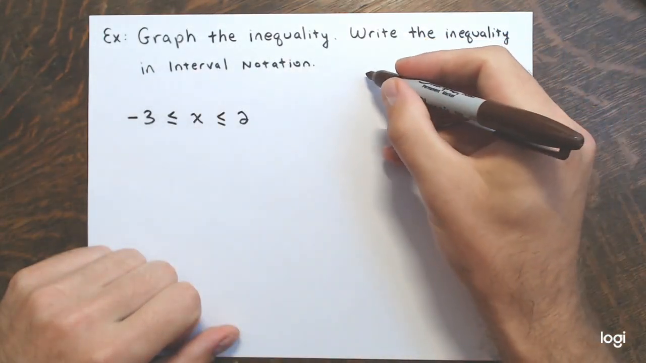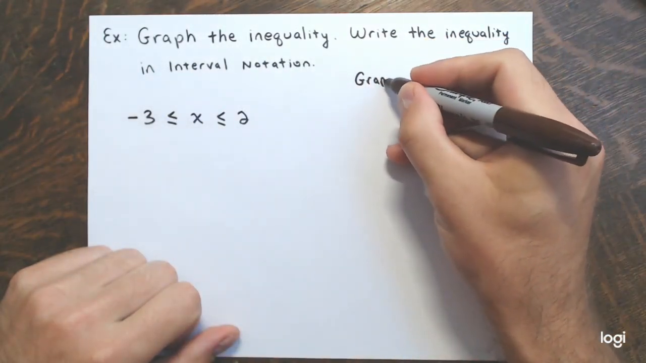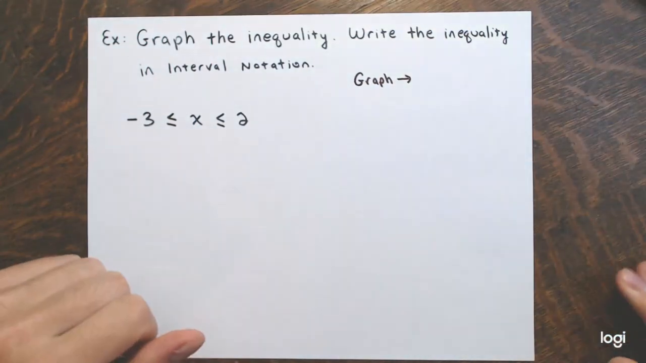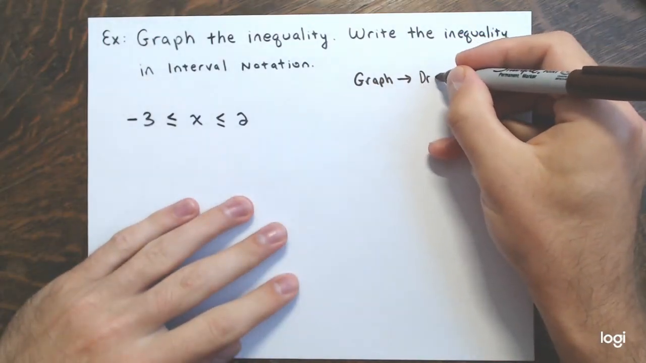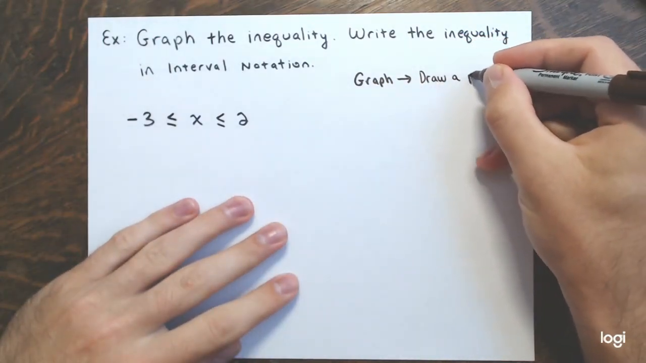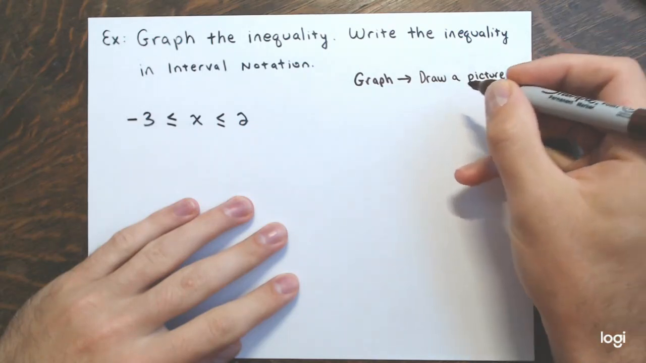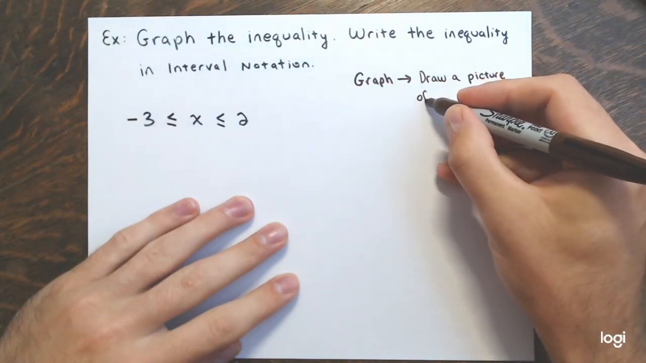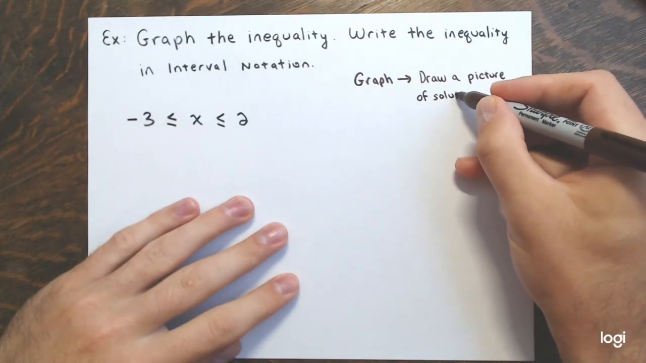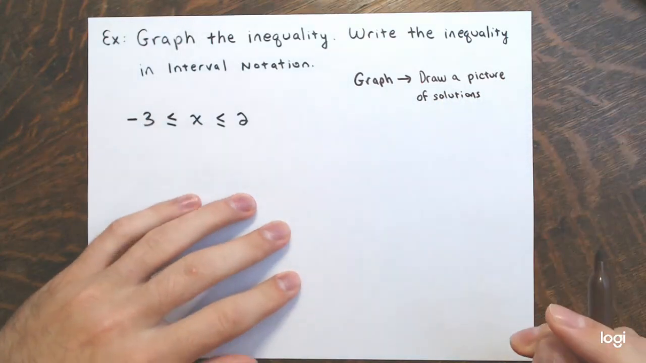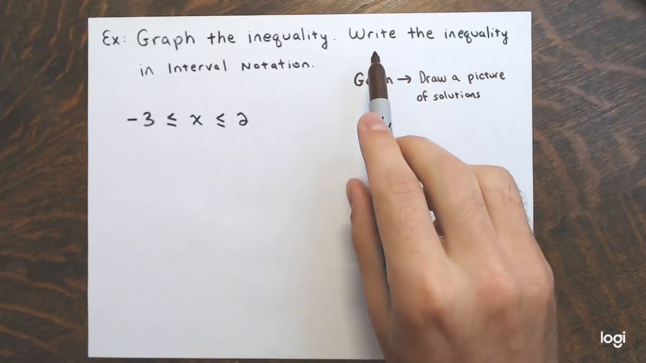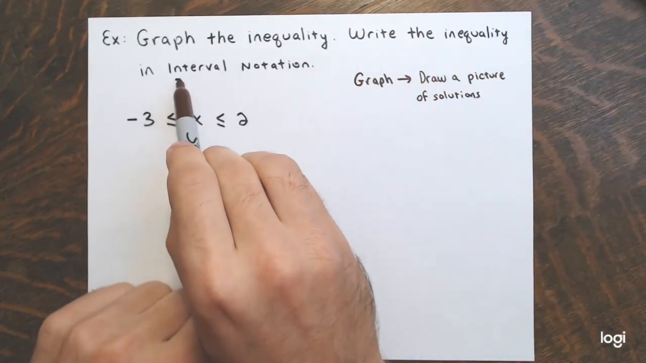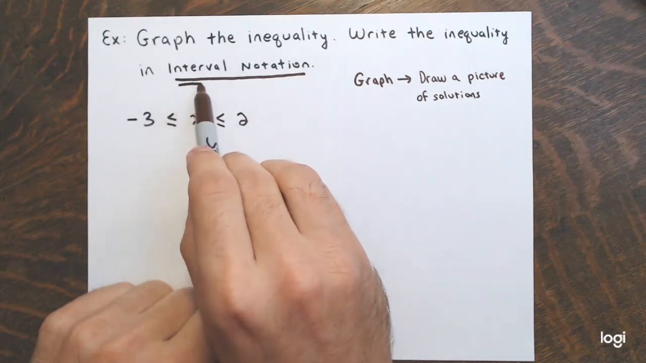Remember, whenever you're asked to graph something in any respect, when they say graph, that just means draw a picture that represents solutions. Draw a picture of the solutions, whether it be to an equation or an inequality. Then we're going to write the inequality in what's called interval notation. I'll get to that at the very end of this page.